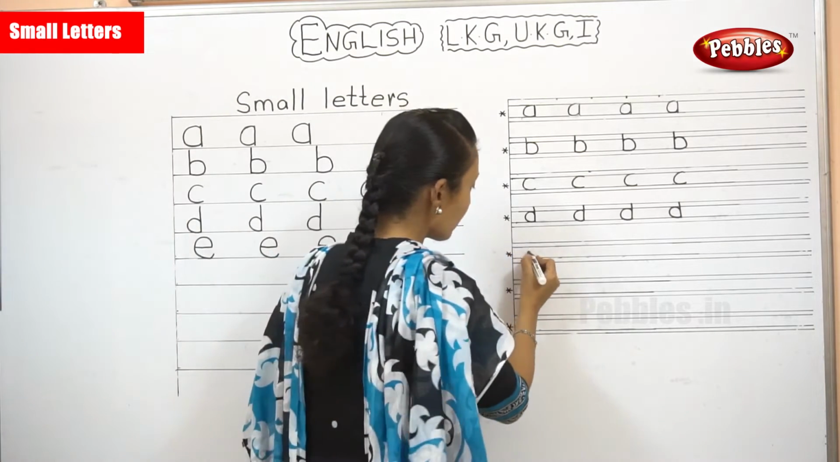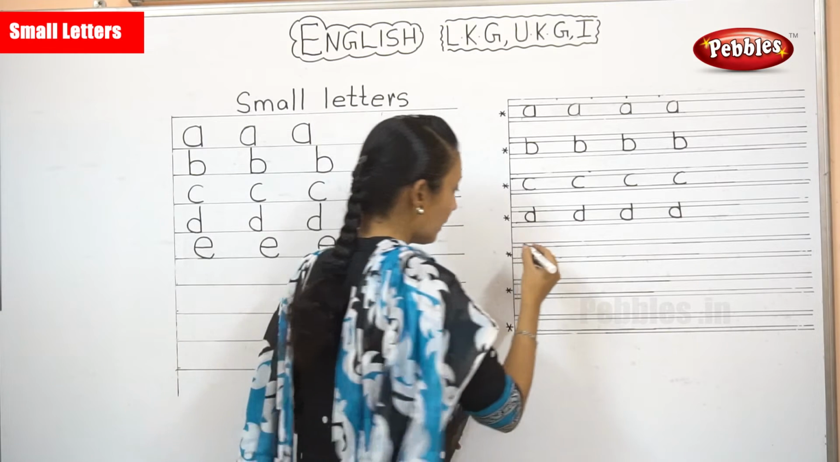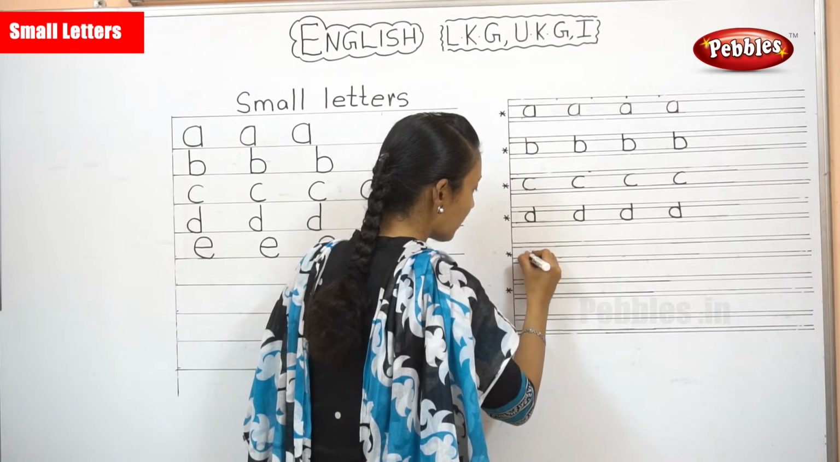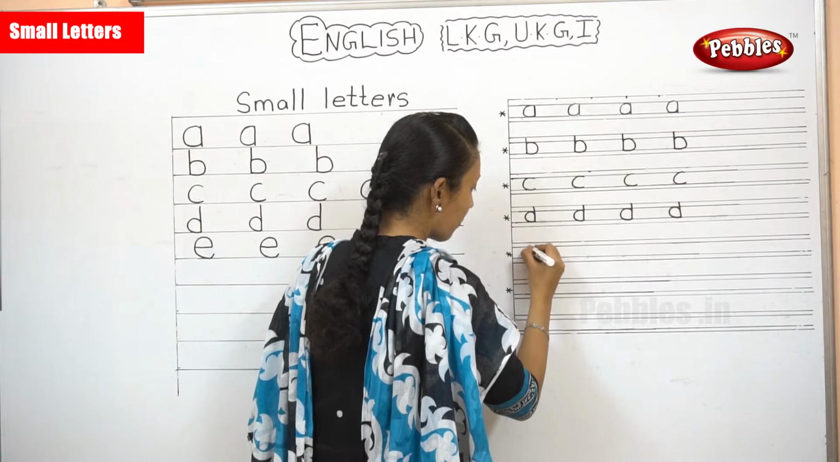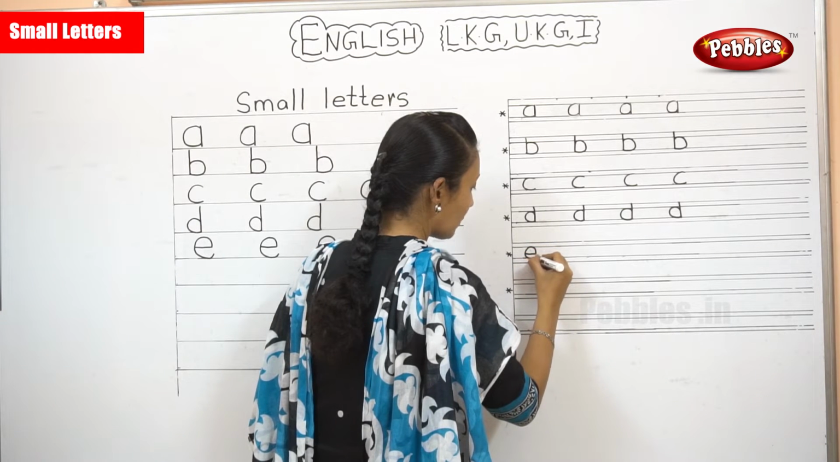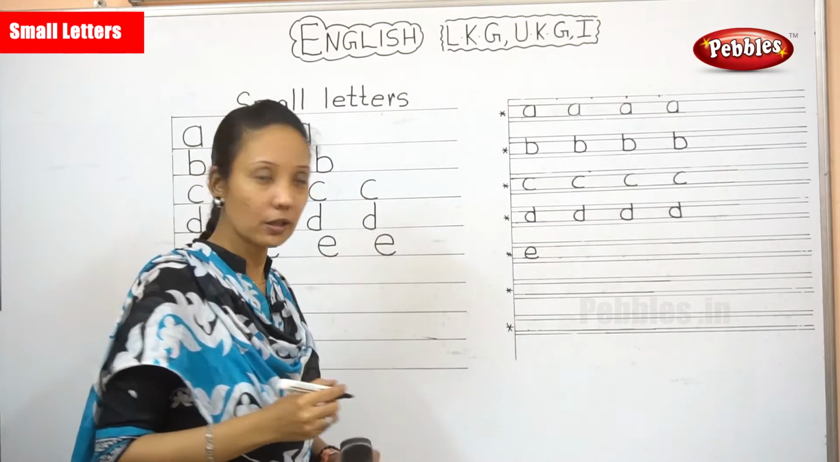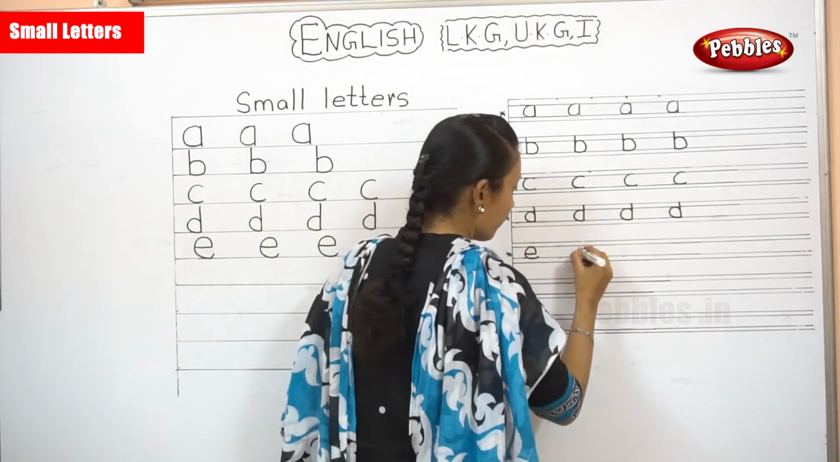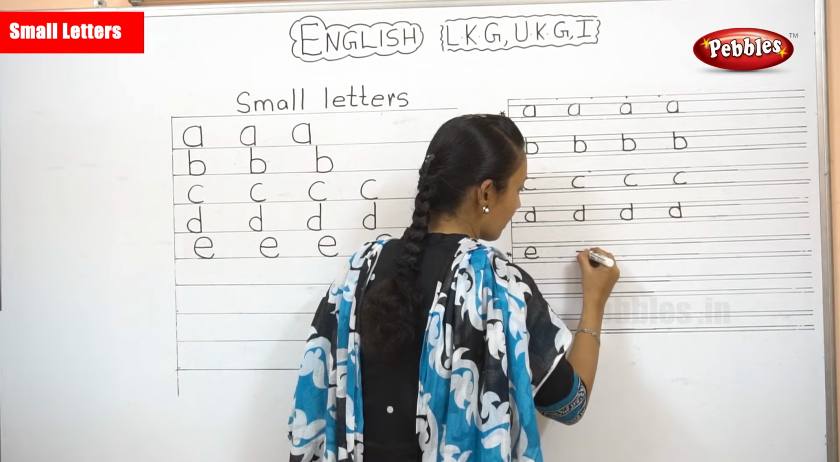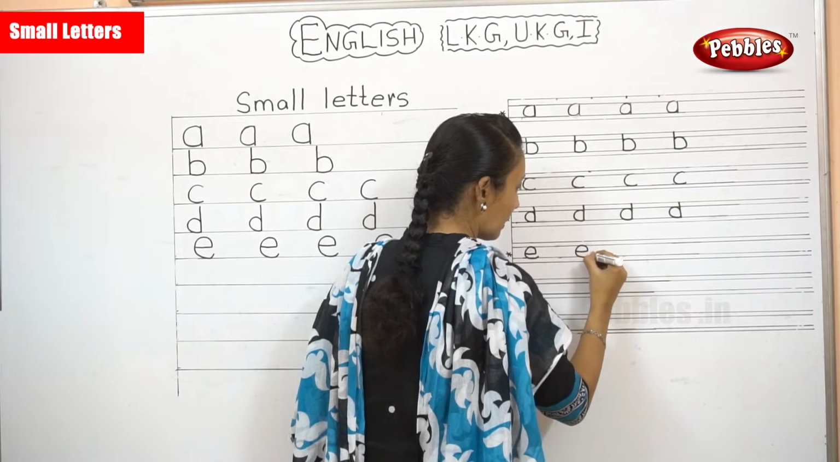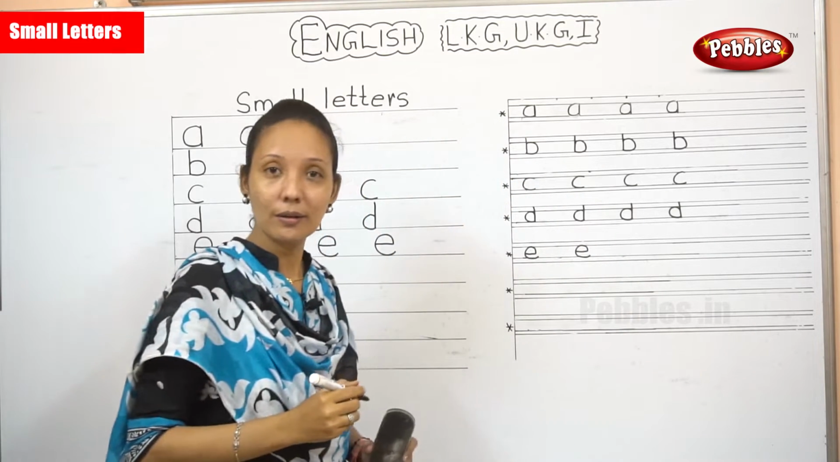Now, you are not supposed to touch any lines. In the middle of the second and third line, you will draw a sleeping line, go up and come down. Small E. So, this is again, sleeping line, go up and come down. It's small E.